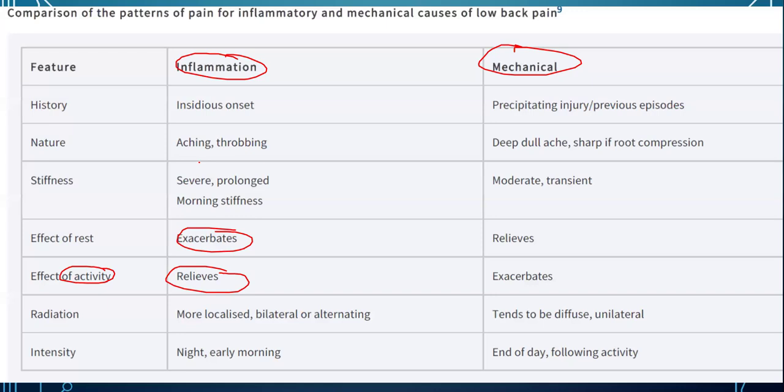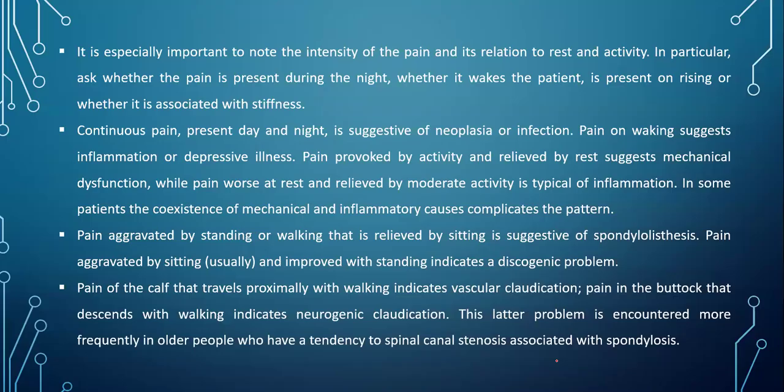And inflammatory arthritis or inflammatory low back pain, they also have severe prolonged morning stiffness. And it gets worse in the night and in the early morning. Whereas mechanical pain gets better with rest and worse with activity. And at the end of the day, it gets worse. Okay? So that's how we differentiate mechanical and inflammatory pain.